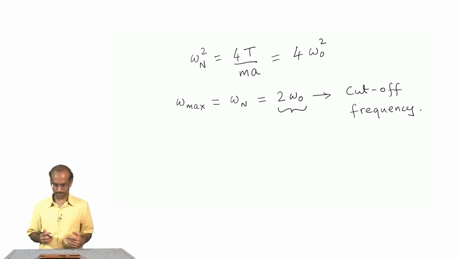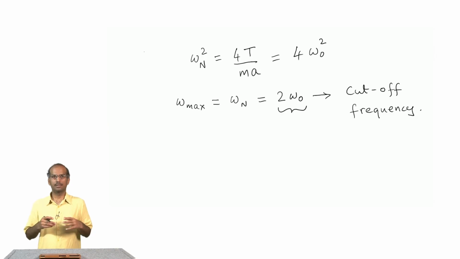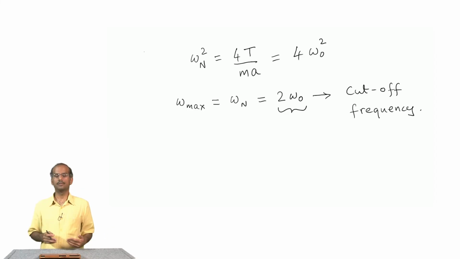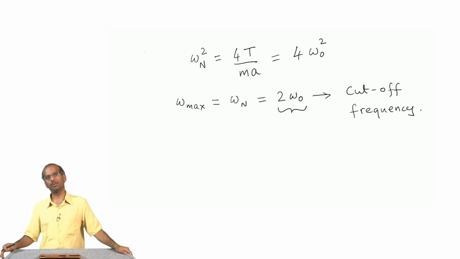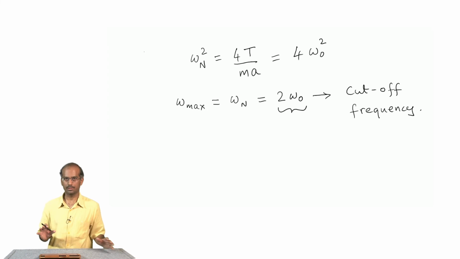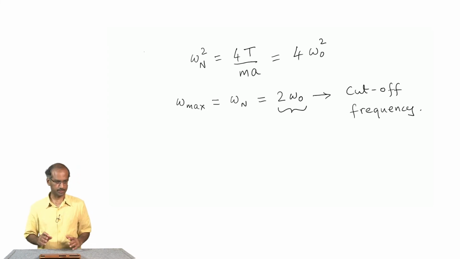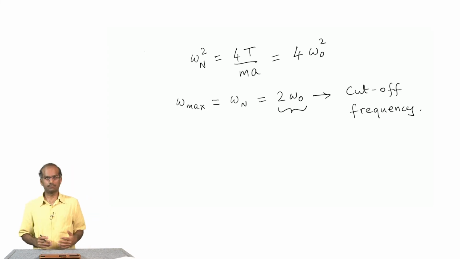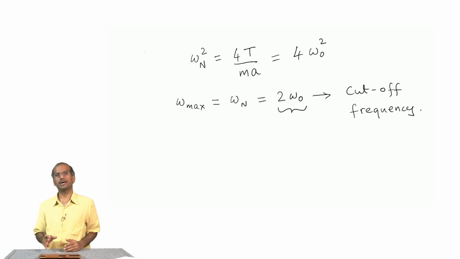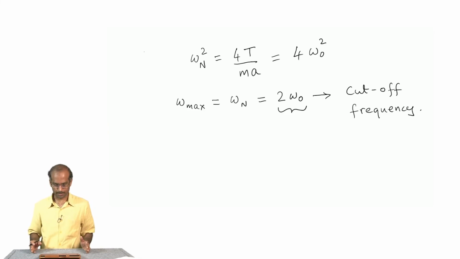When I say this class of systems, it means systems which are in one dimension, like the one that we are considering, and the particles are periodically arranged. If you consider this class of systems, in one dimension with periodically arranged particles, then this cutoff frequency 2 omega 0 is a common result for all such cases. So, we have seen what is the largest frequency that is supported by our system.